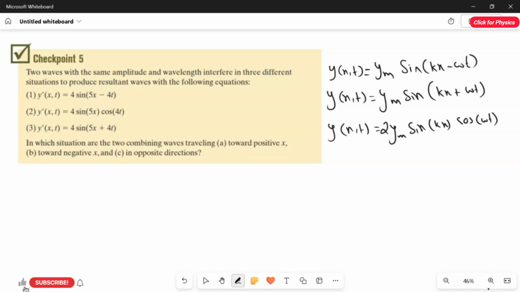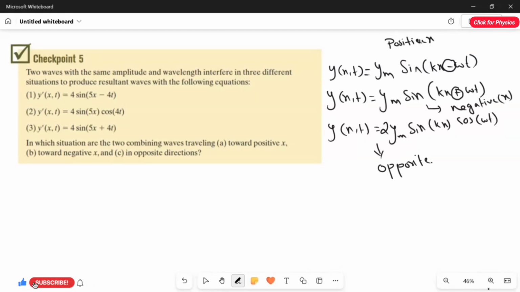So the first equation tells us that if you have the negative sign here, the wave is moving towards the positive direction of x. If you have the positive sign here, the wave is moving in the negative direction of x. If you have the equation in this form, it says the two waves are moving in the opposite direction. So now we have to answer this question.